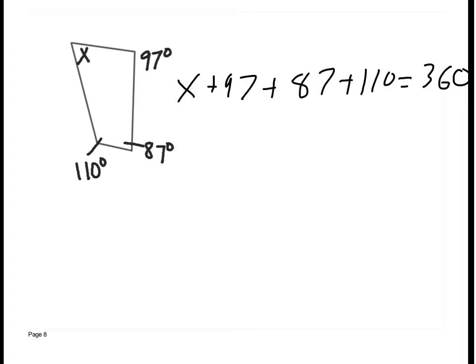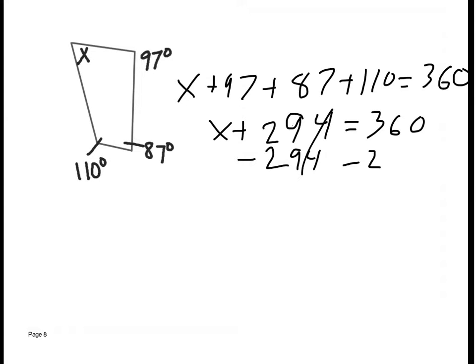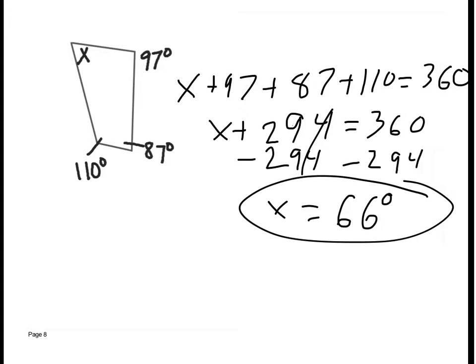So what I do is I add like terms, which is 97, 87, and 110, and I get 294. Oh, it's 294, not 284. I add up all the ones I do know. Then I subtract 294 from both sides to figure out what x is, to figure out the one I'm missing. 360 minus 294 gives me 66 degrees. There's my missing angle measure.